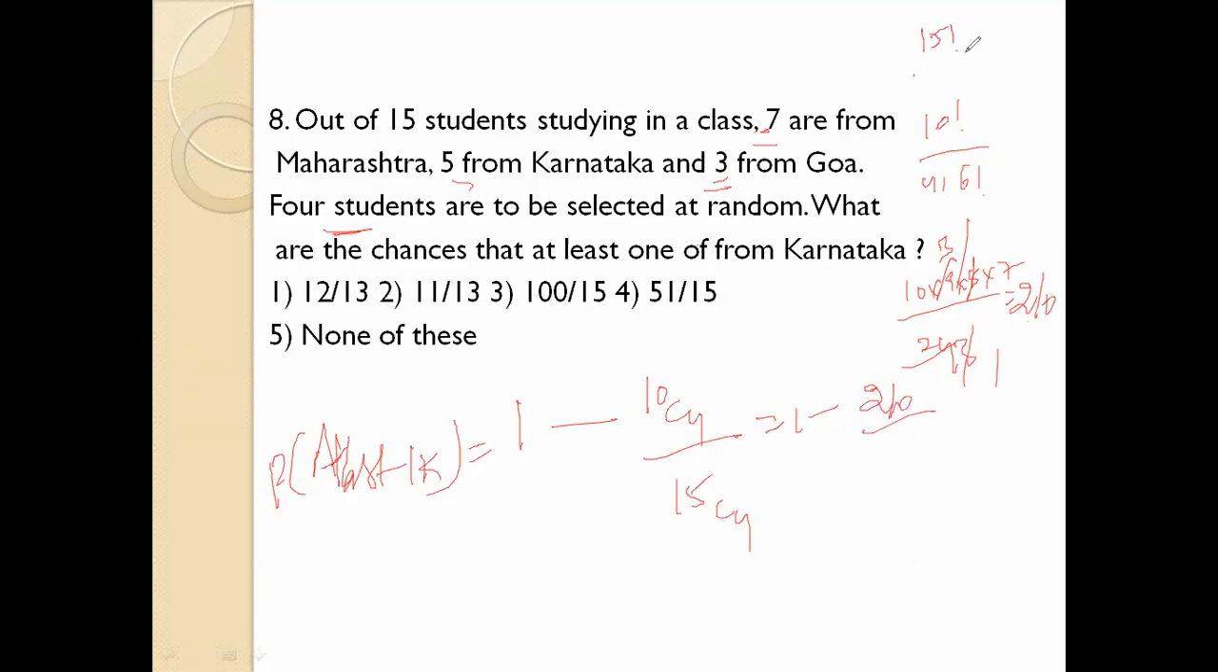15C4. 15 factorial by 4 factorial into 11 factorial. 15 into 14 into 13 into 12 into 11 factorial gets cancelled. 24. 12 1 ja, 12 2 ja, 2 1 ja, 2 7 ja. 15 7 ja 105. 105 into 13, 1365.